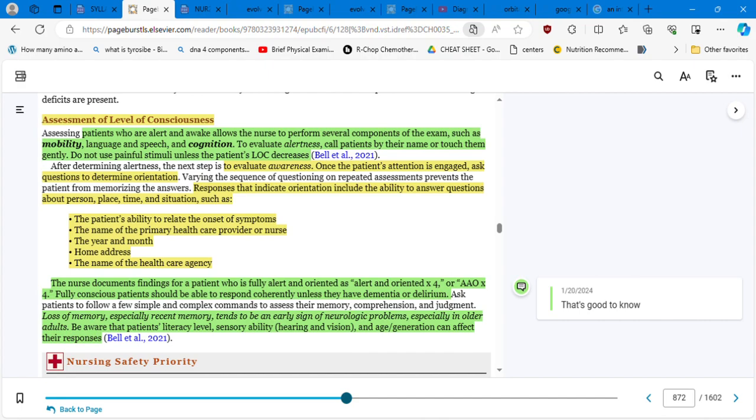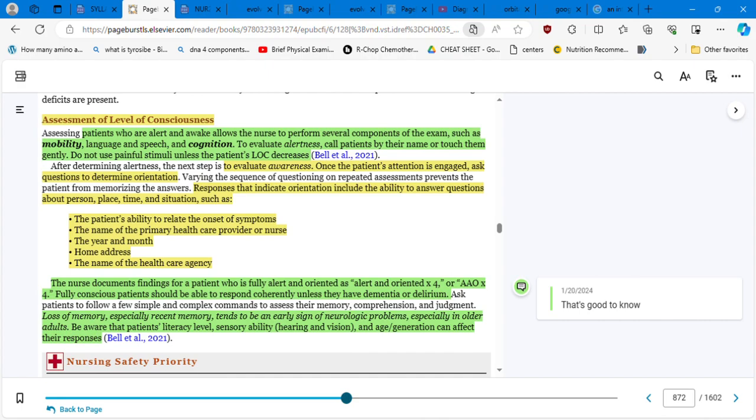Language and speech, they are going to be able to understand what you are saying and to reply. And cognition, to evaluate alertness, call patients by their name or touch them gently. Do not use painful stimuli unless the patient level of consciousness decreases, okay? To evaluate awareness, once the patient attention is engaged, ask questions to determine orientation.